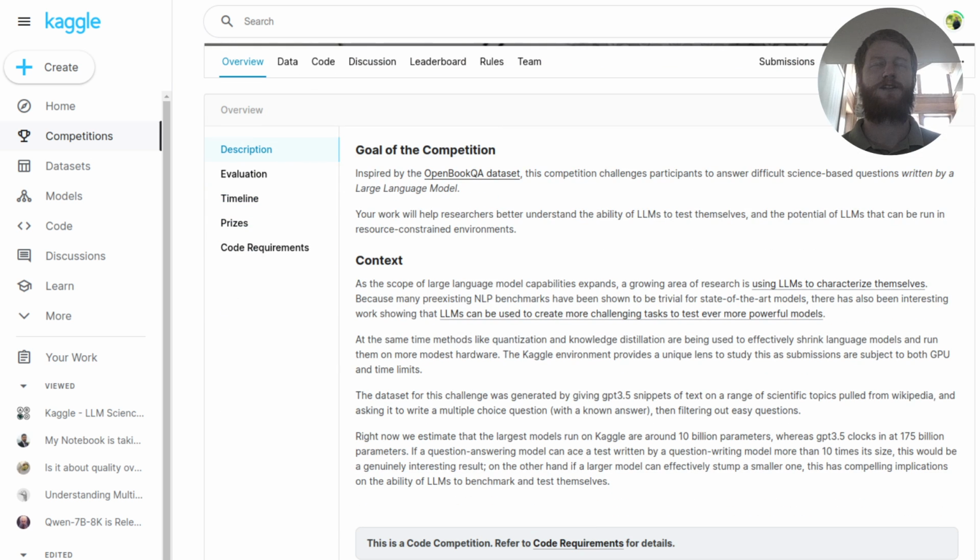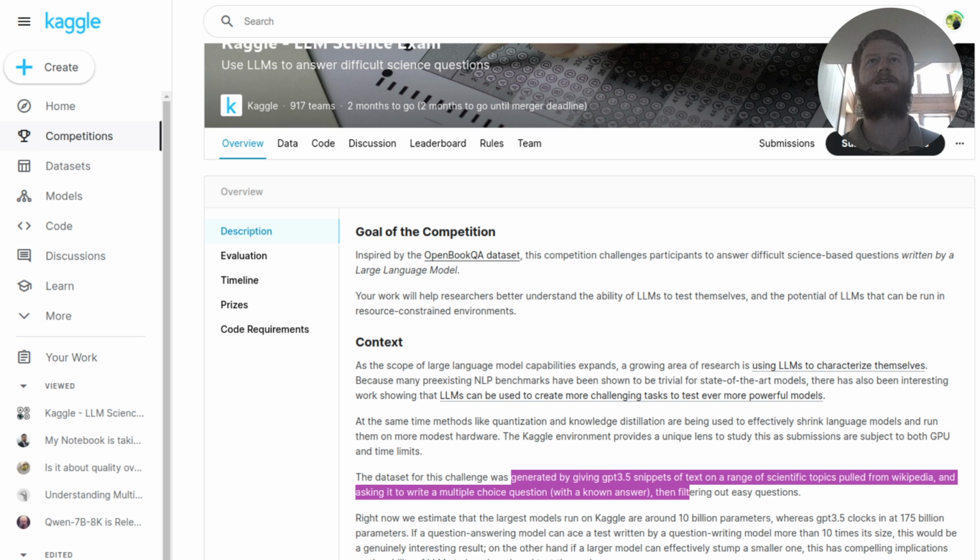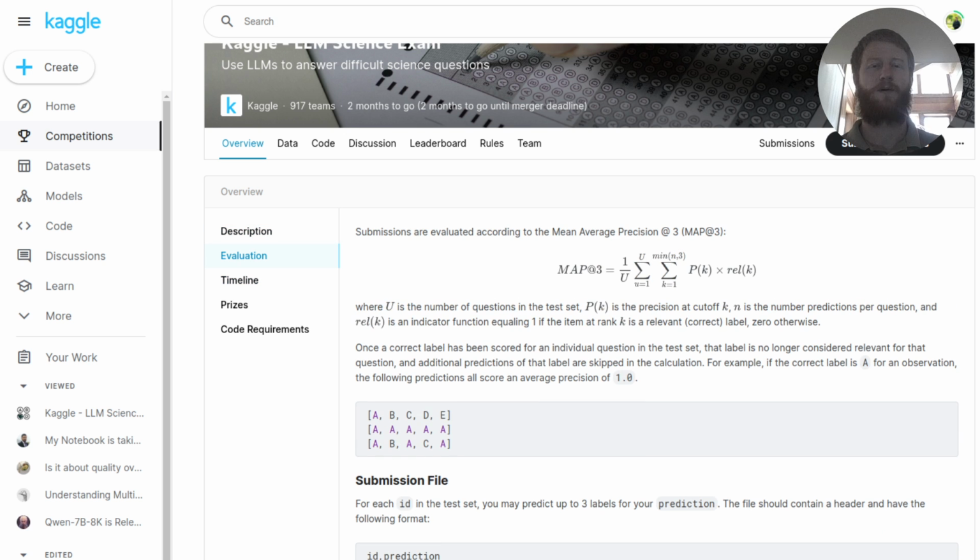So the goal of this competition is to answer these science-related multiple choice questions, and the questions themselves have been generated by giving GPT-3 snippets of text from Wikipedia on scientific topics and asking it to come up with these questions. And so they're asking us to look at a question that has 5 possible answers and to submit our predictions where we guess what we think the best guess is, then the second best and the third best guess.